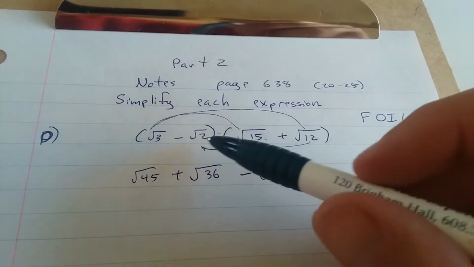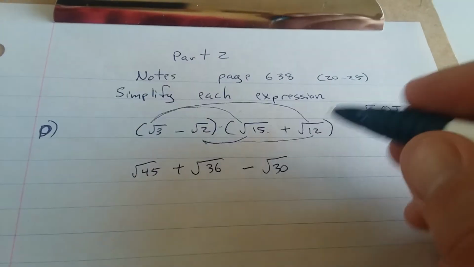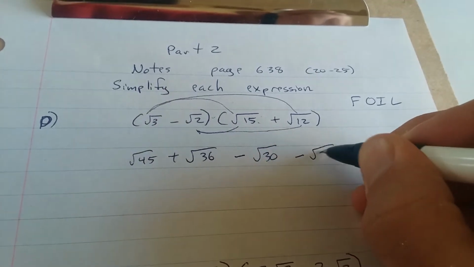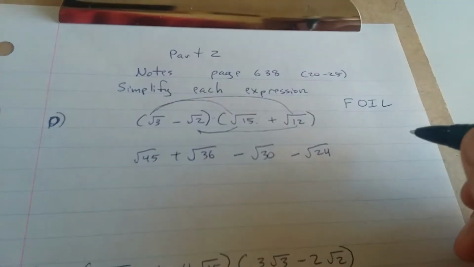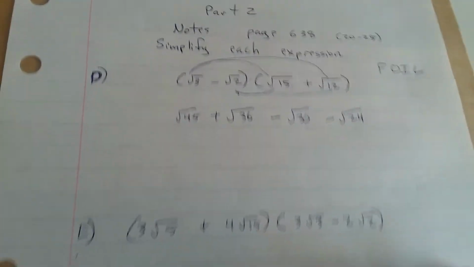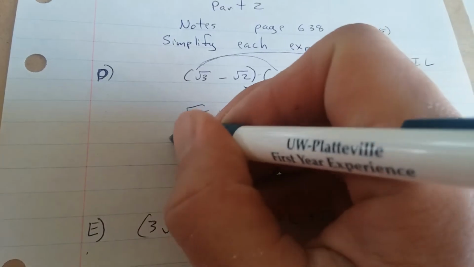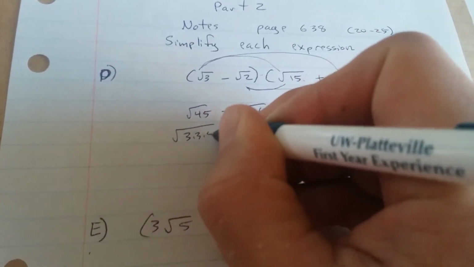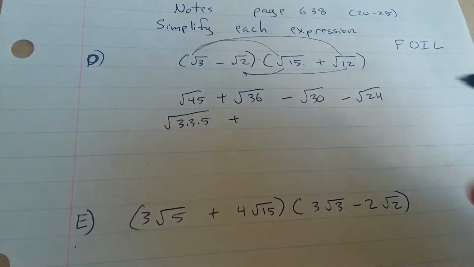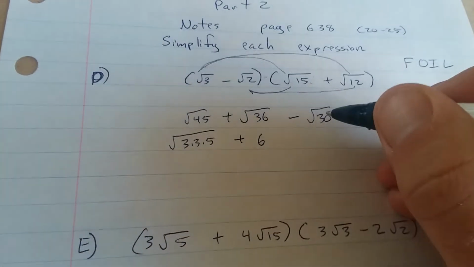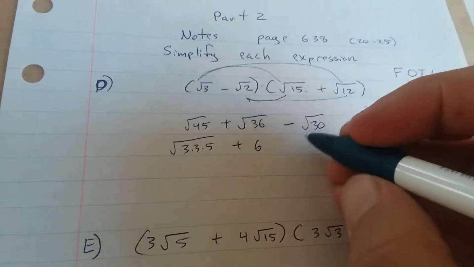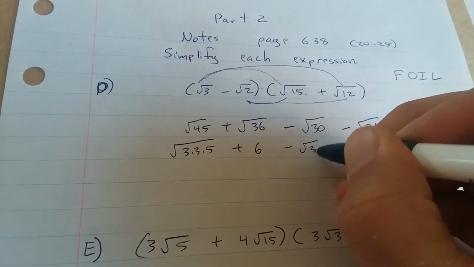And then your last terms are negative root 2 times positive root 12. You're going to get negative root 24. And then you can simplify here. 45 is the same thing as 9 times 5, or 3 times 3 times 5. The square root of 36 is 6. 30 is 2 times 3 times 5. That cannot be simplified, minus the root of 30.